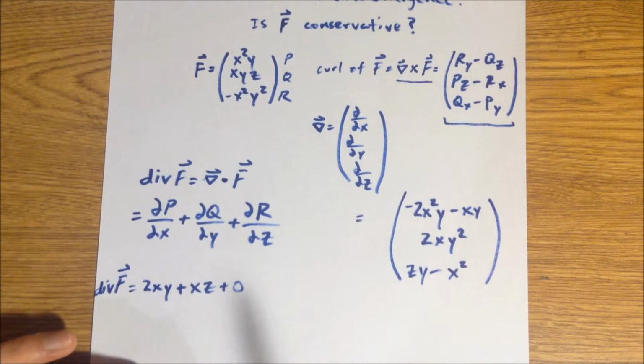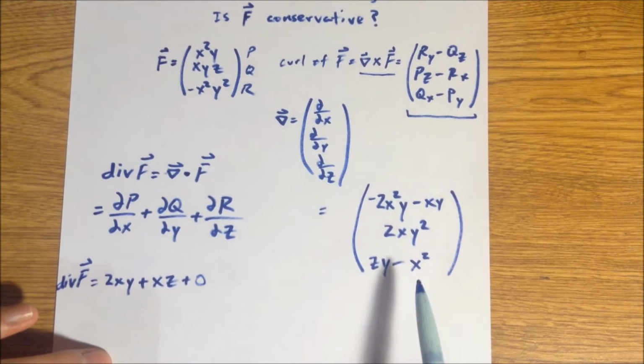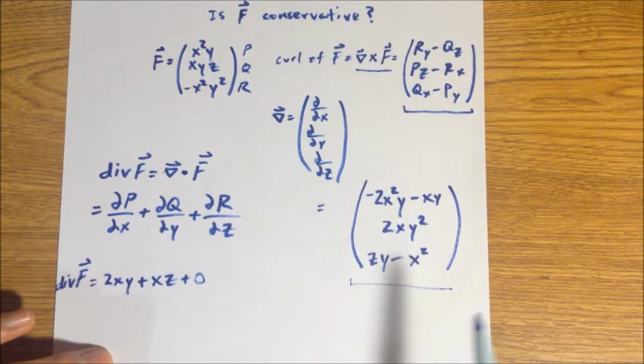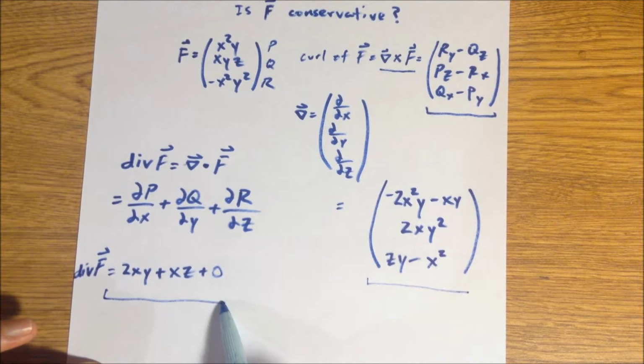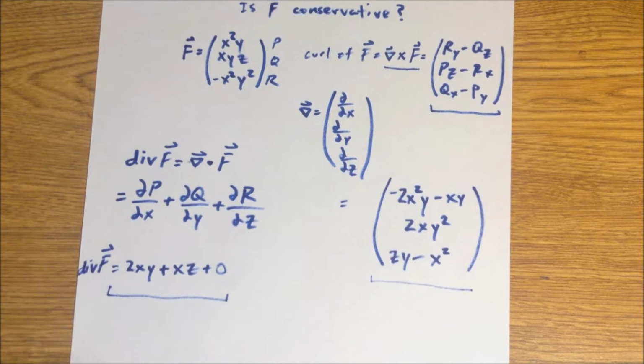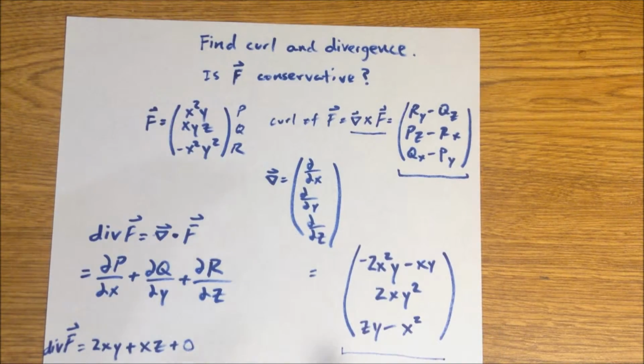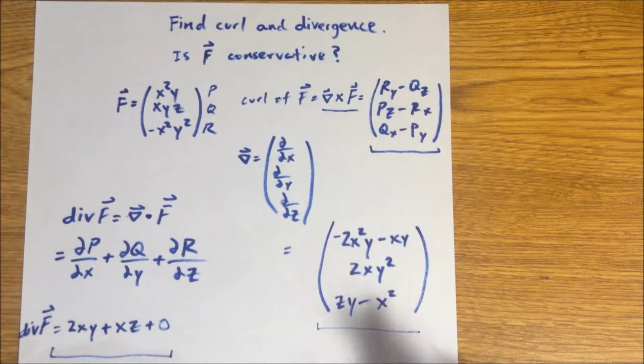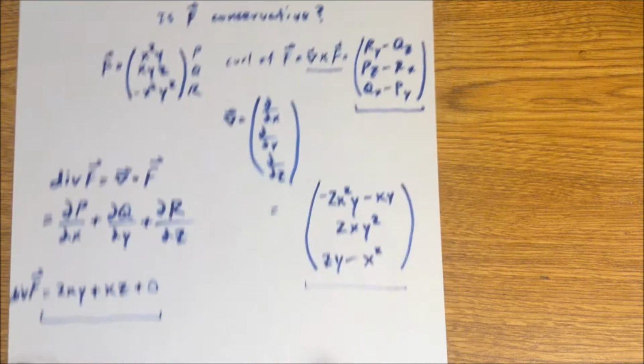So the curl is a vector. If we do the curl, we get another vector field, and if we do the divergence, we get a scalar function. So they might test you on that. Does the curl of the vector field give you a vector or a scalar function? It gives you a vector field.